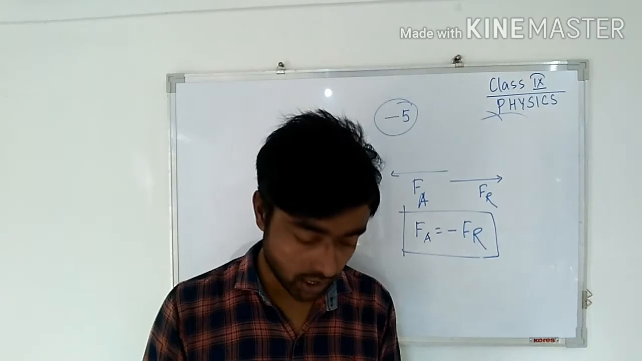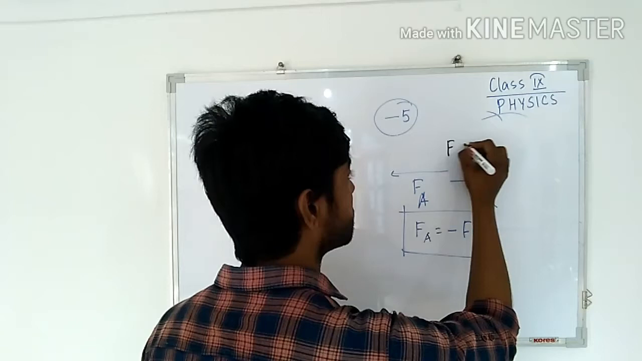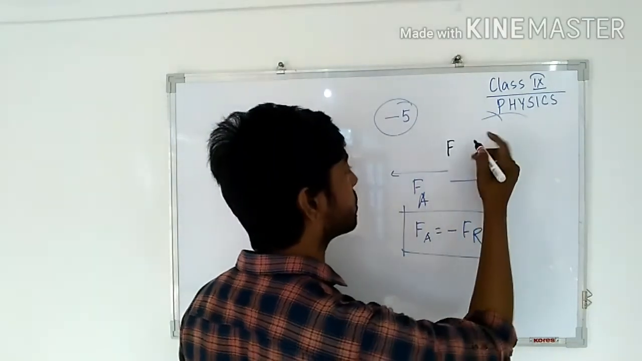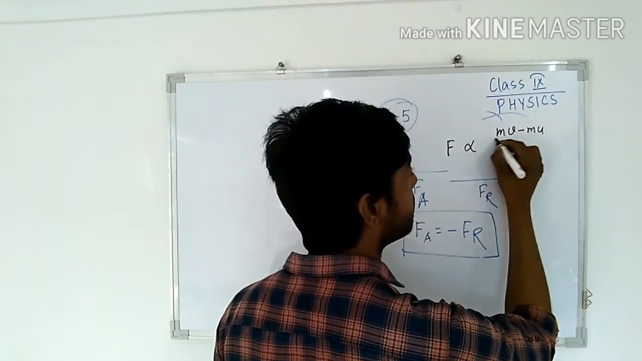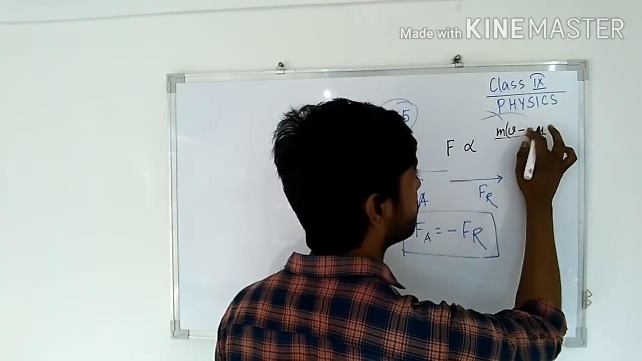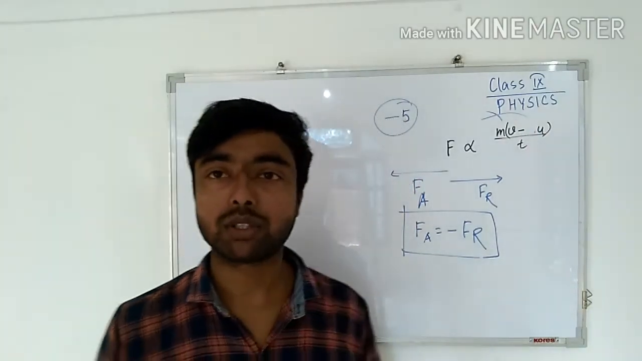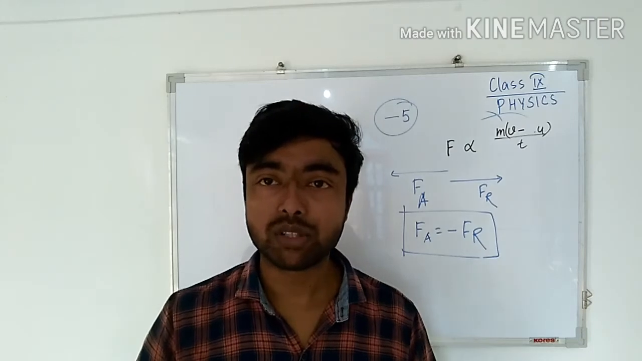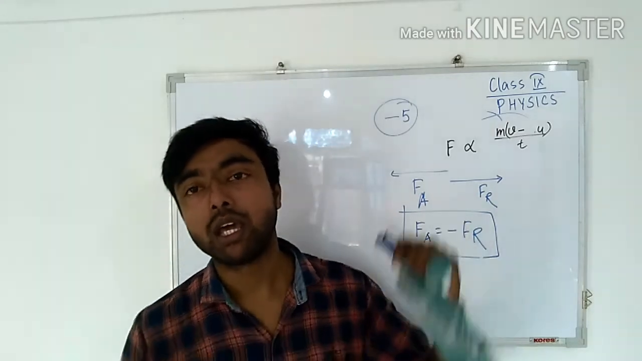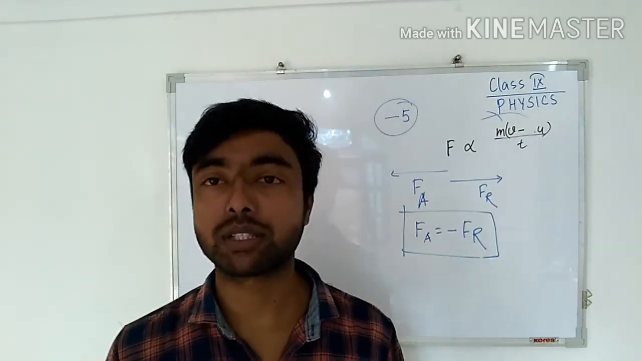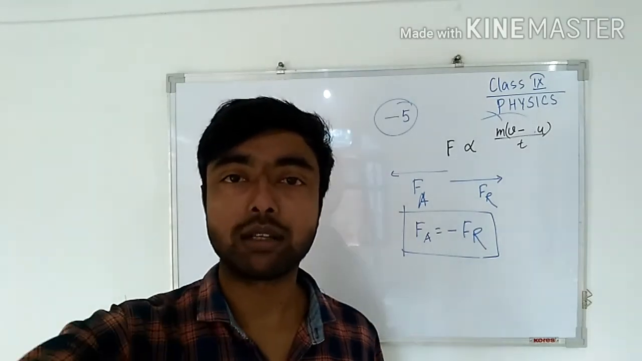Okay, what was the second law of motion? Second law of motion क्या बोलते हैं? Force is proportional to the rate of change of momentum, that is, m(v minus u) divided by t. This was the second law of motion. फोर्स किसके प्रोपोर्शनल होता है, रेट ऑफ चेंज ऑफ मोमेंटम के प्रोपोर्शनल होता है. तो ये इक्वेशन अप्लाई करके हमें थोड़ा सा न्यूमेरिकल्स करना है, because it is very important. So let's start the numericals.